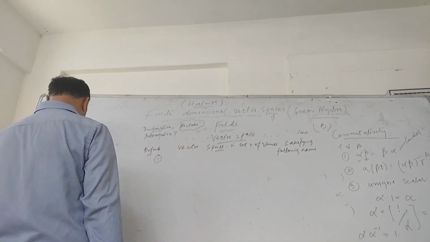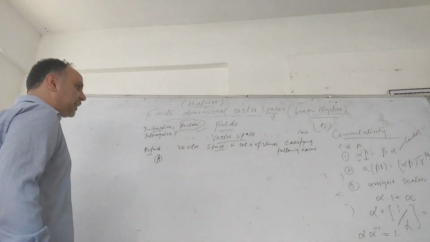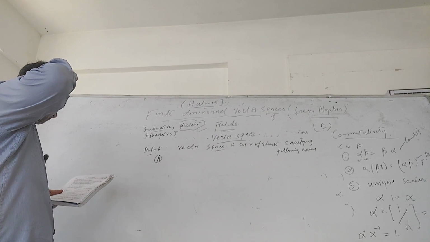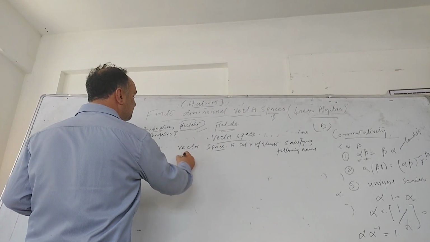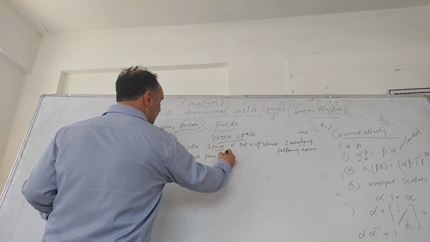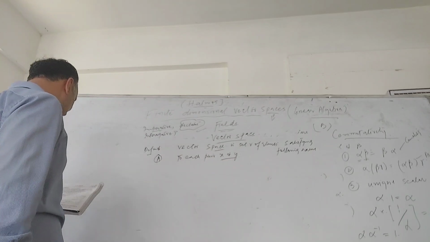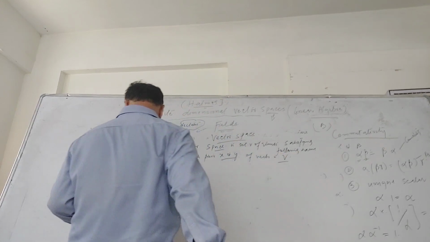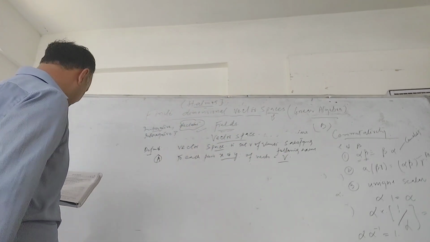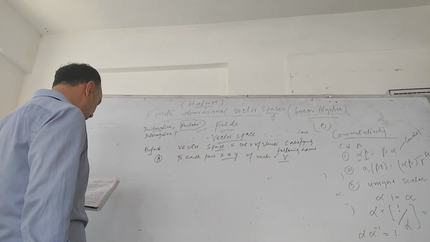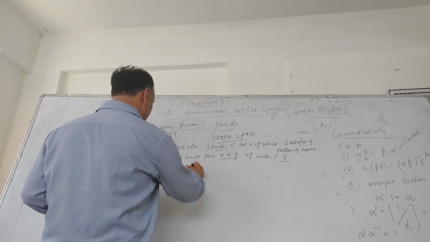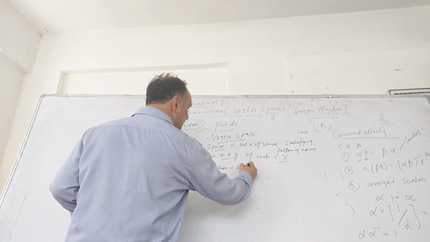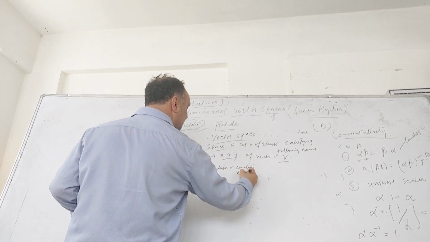First, the way we had here A, B, and C, we also have there A, B, and C. I'll not write the entire language. So to each pair X and Y of vectors in V, there corresponds a vector X plus Y such that number one, addition is commutative. Which means X plus Y is equal to Y plus X.